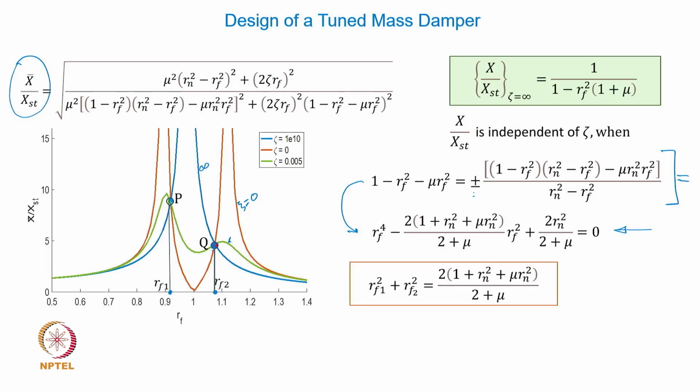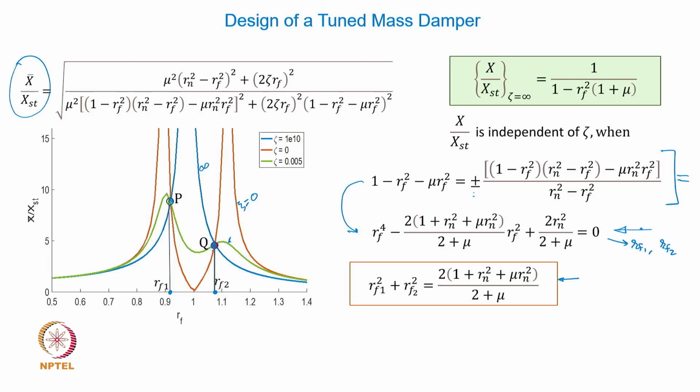Now I can add RF1 and RF2. So the two expressions of RF1 as well as RF2, which I will get by solving this equation, if I add them, I get this expression. Now hang on for a while. Don't get bogged down by the length of the equation. We will have enough time to understand the implication of these equations.